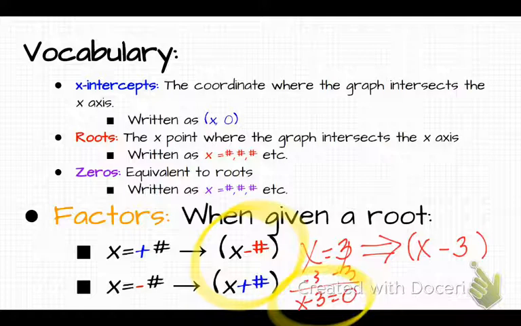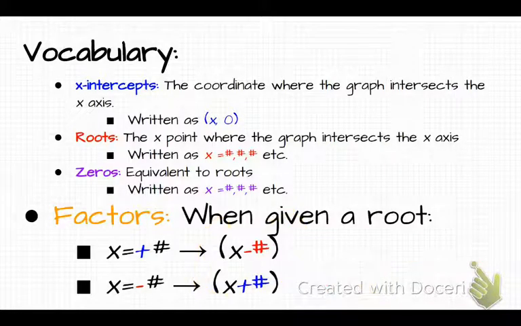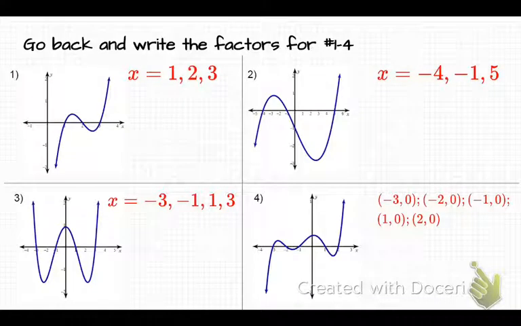Can we move on now? Okay. We're going to go back to 1 through 4. We're not on the back side of the paper. That's what we're doing next week. We're going back to 1 through 4, and now we're going to write the factors. Okay? So on number 1, my roots are x equals 1, 2, and 3.